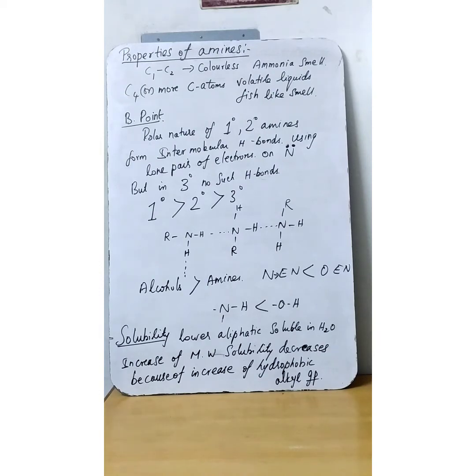For example, take lower aliphatic amines: CH3-NH2, CH3-CH2-NH2, CH3-CH2-CH2-NH2. In this way, the hydrophobic alkyl group increases, which means the molecular weight also increases, and that hydrophobic alkyl group will not allow the amines to dissolve in water. So an increase in molecular weight means solubility decreases, because of the hydrophobic alkyl group present in the higher members of amino compounds.